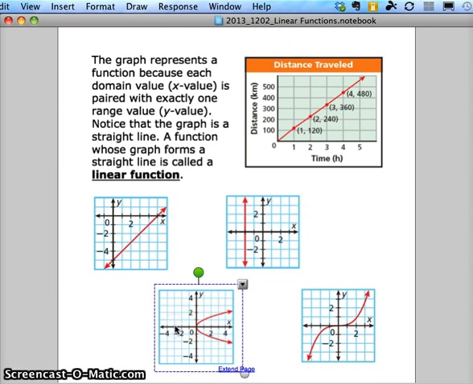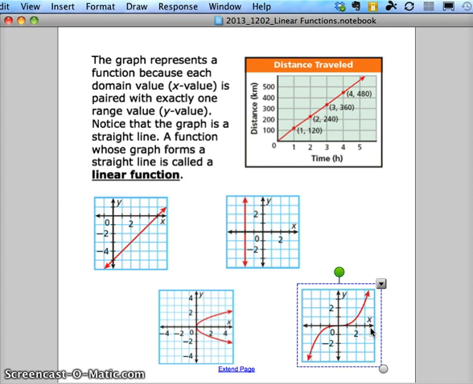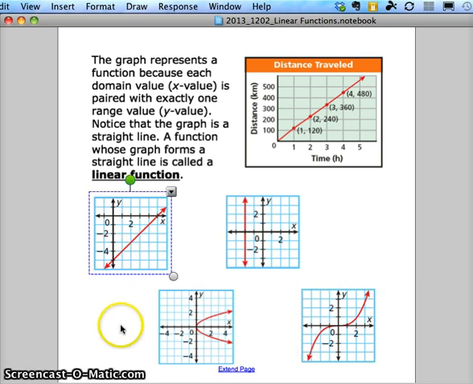If you look at number 3, this is also not a linear function. It does not pass the vertical line test, so it's not even a function. What about number 4? It does pass the vertical line test, but is it a straight line? No. So this is also not a linear function, although it is a function. The only linear function of the 4 is the first one. All right, let's go on to the next slide.